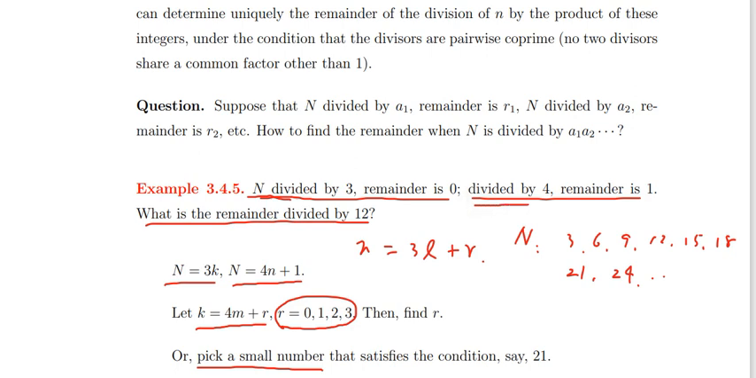If they are divided by 4, the remainder is 1. So which one? We check divided by 4, which one has remainder 1. So we find this 21, right? 21 satisfies both of these conditions. Okay, so then we just say 21 divided by 12, the remainder is 9.